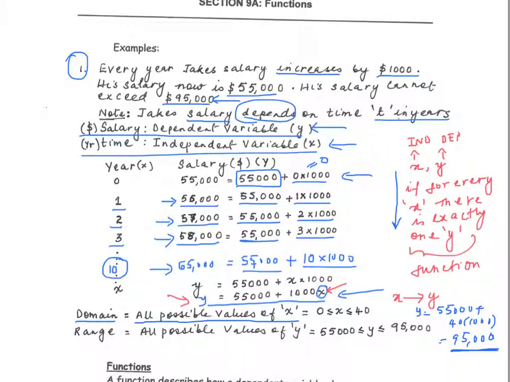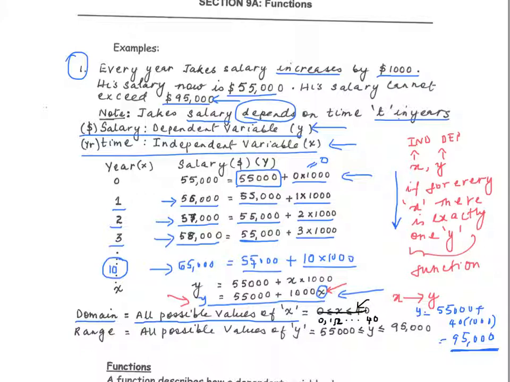So 40 can be a maximum, but to be really precise, it's better to write it as 0, 1, 2, dot, dot, dot, 40. Because otherwise this might give us the impression that x can be any number between, let's say, 0 and 40. It could be 3.25 or 39.17. That is not allowed because the years we're going to count only in whole numbers.